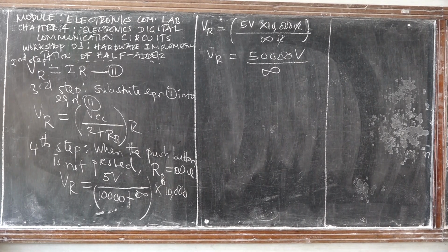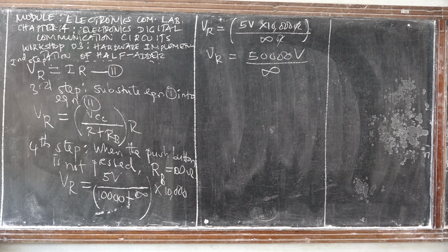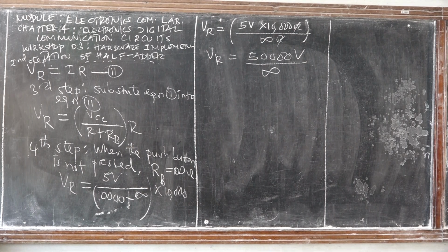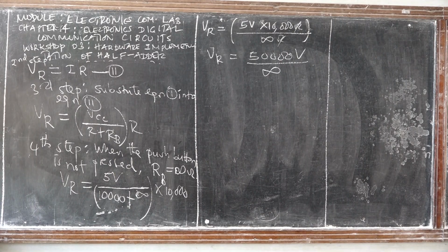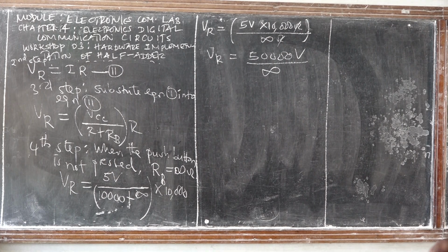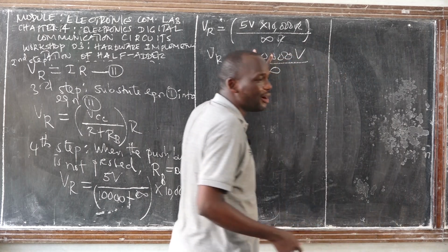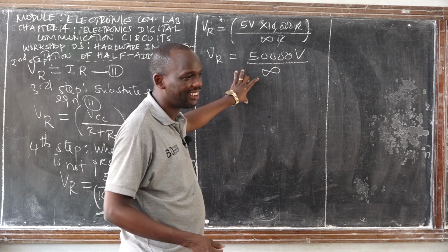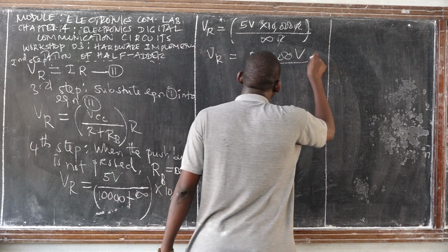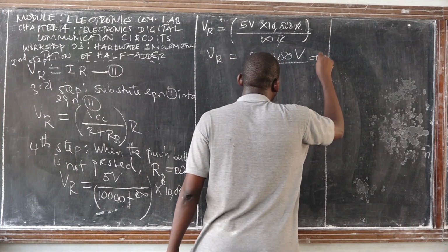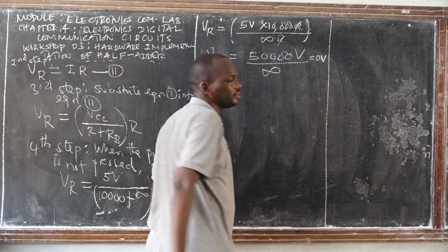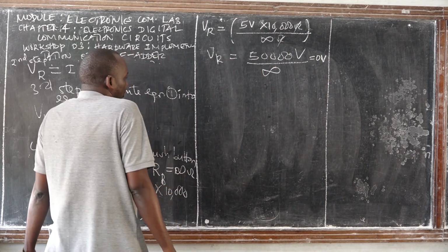Imagine I just have 1 orange and then I want to divide it among all of you. How many oranges are you going to get? 0. This is simple. So for this case, this is 0 volt. This is one of the theoretical values.